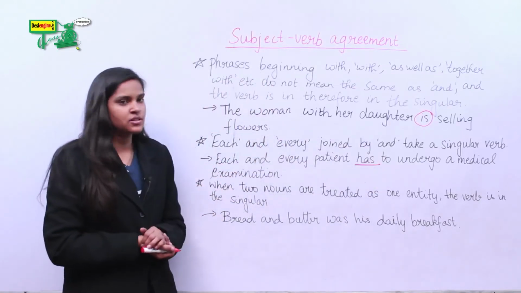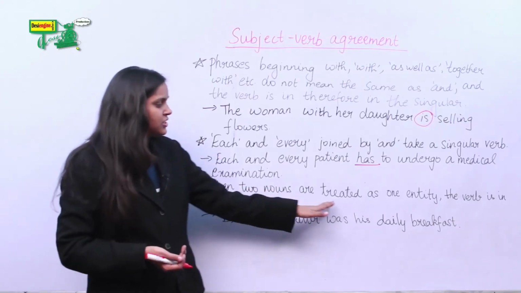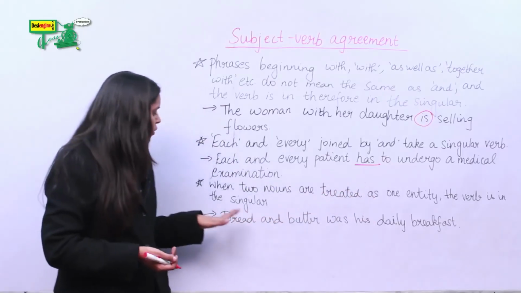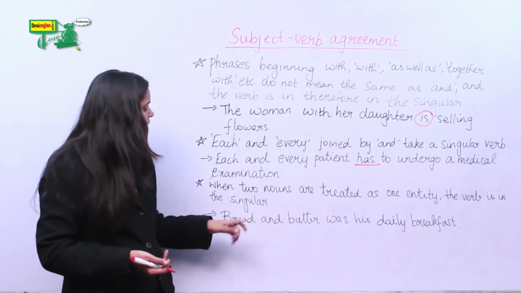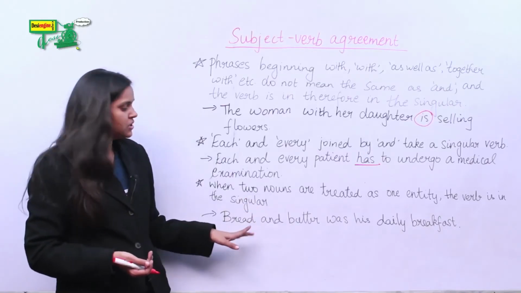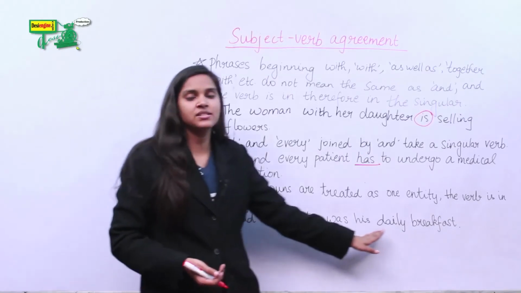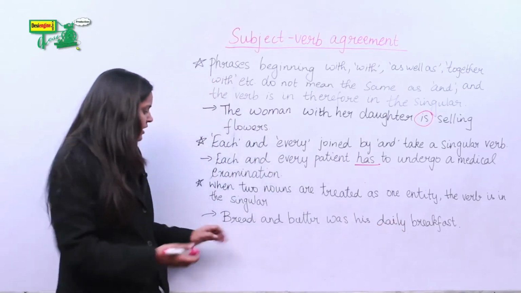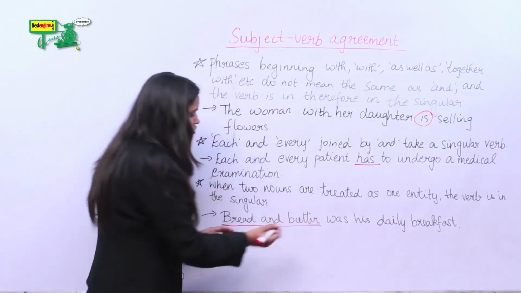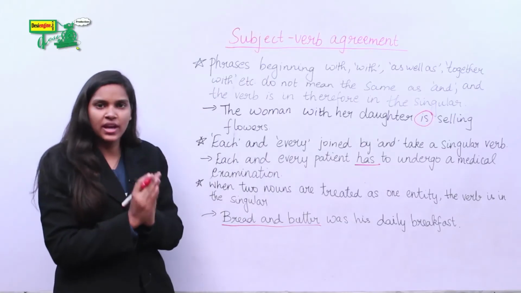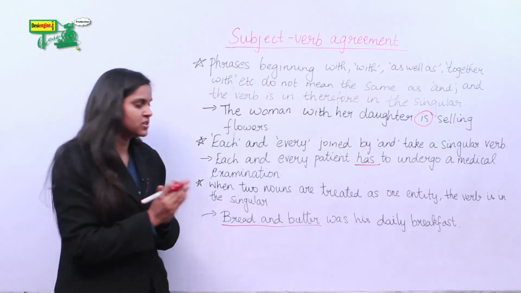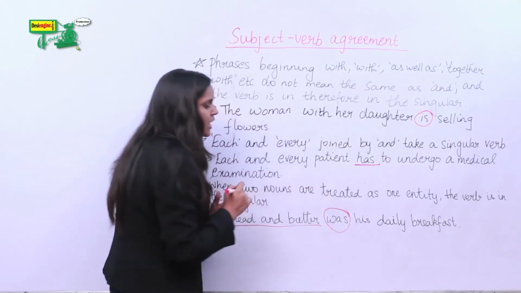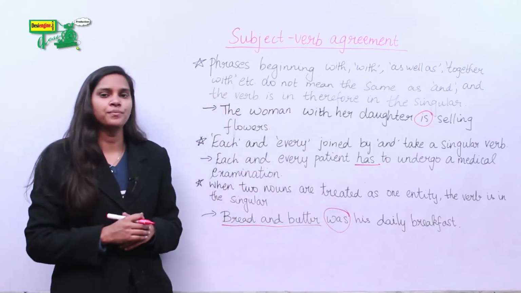The next rule is when two nouns are treated as one entity, the verb is in the singular form. Therefore, in the example, bread and butter was his daily breakfast. Bread and butter is treated as one entity. It is together. Therefore, the verb used is was and that is in the singular form.